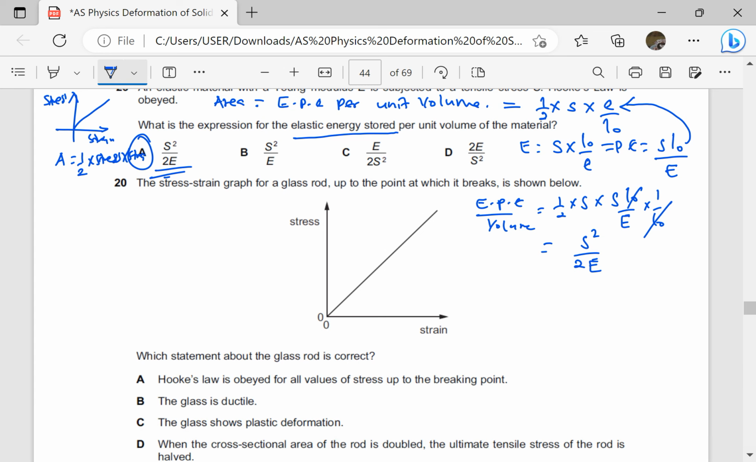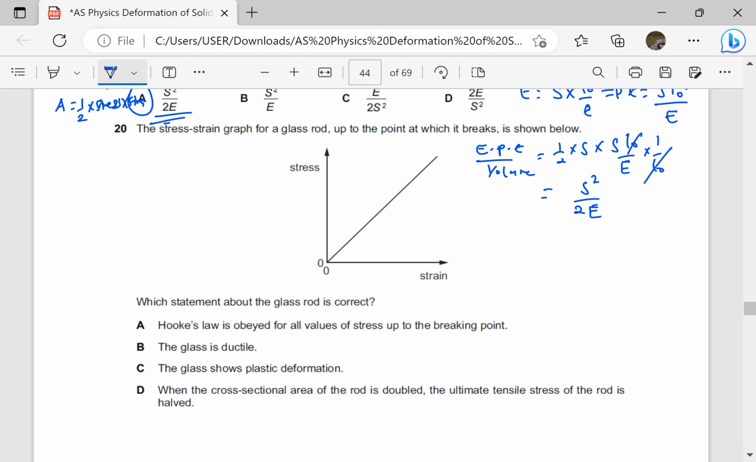The stress strain graph for a glass rod up to the point at which it breaks is shown. Which statement about the glass rod is correct? Remember, a glass rod undergoes elastic deformation up to the breaking point. Therefore, Hooke's law is obeyed up to the breaking point. So A is saying Hooke's law is obeyed for all values of stress up to the breaking point. That is very correct because it's even a straight line. So the answer is A.